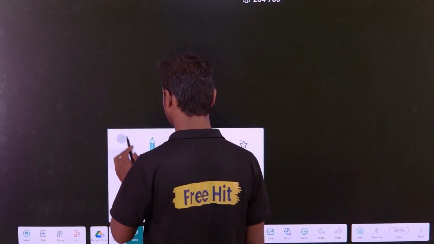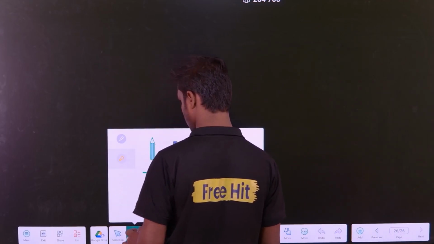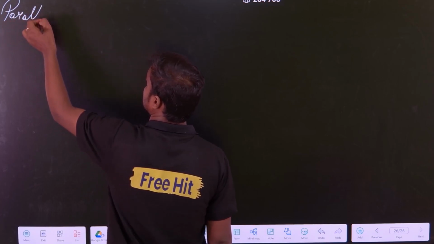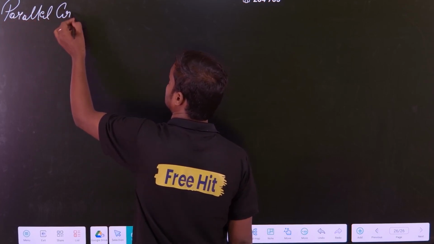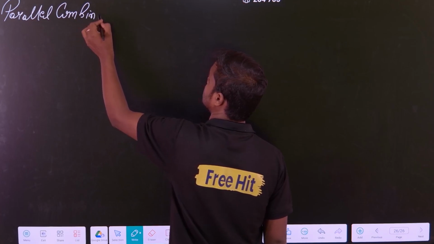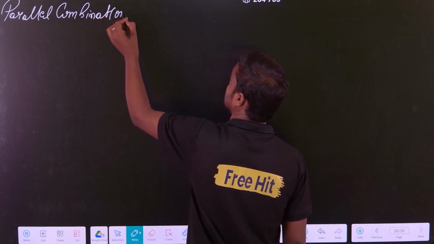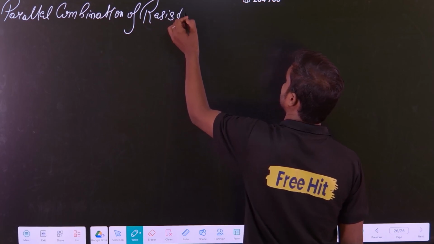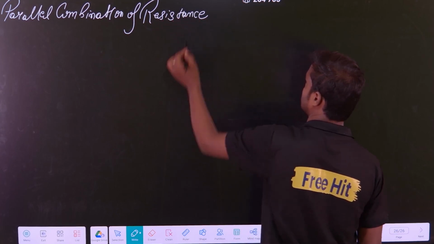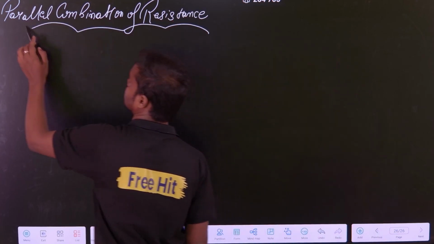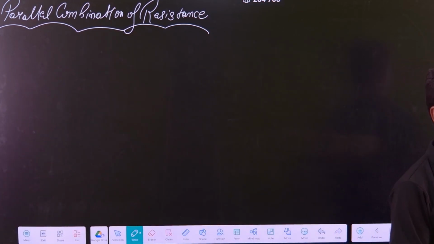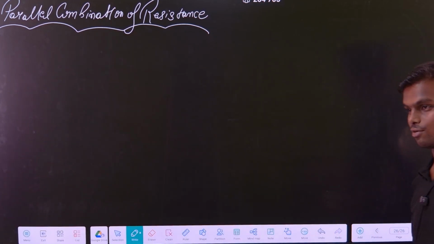Now the next small concept is parallel combination. Okay, parallel combination of resistance. Why am I writing of resistance? Because parallel combination is not only for resistance, it is not always true. There can be a parallel combination of battery also, parallel combination of current source also, voltage source. All these things will come.